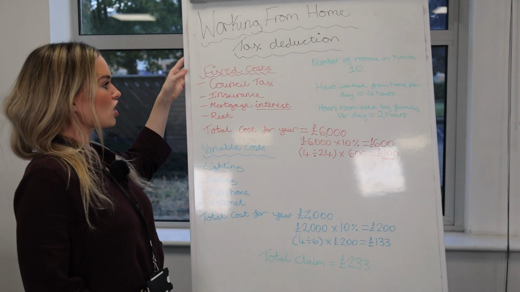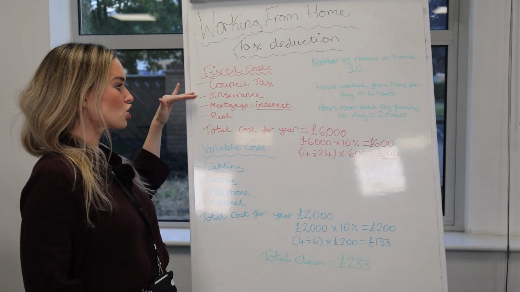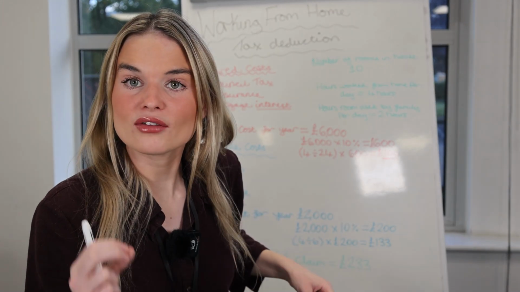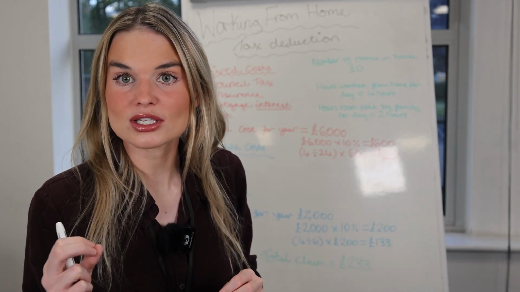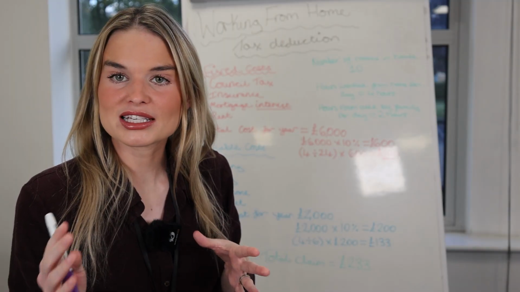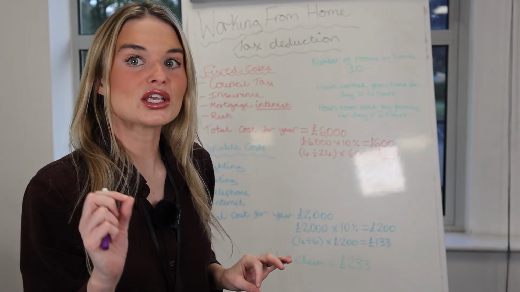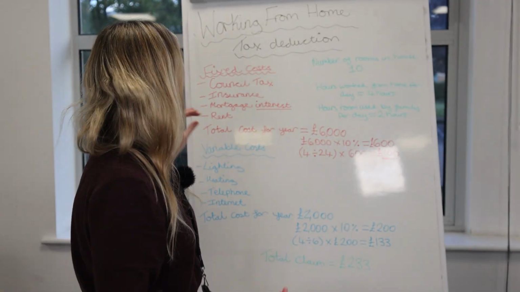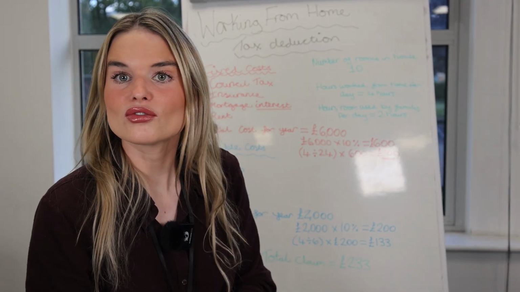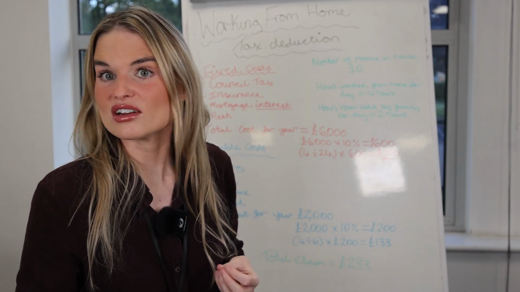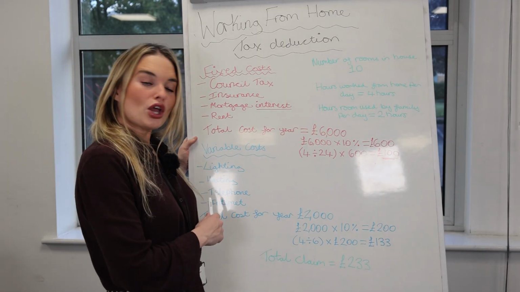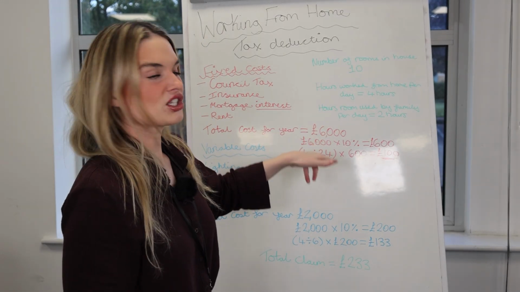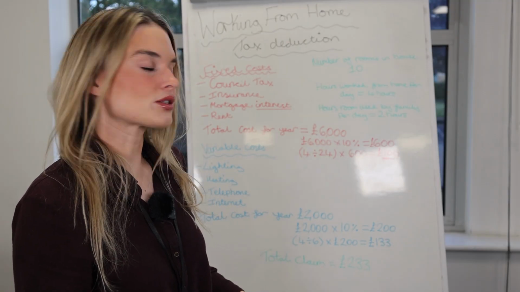First up, we've got fixed costs. So within our fixed costs, we're going to have things like council tax, insurance, mortgage interest. That isn't the full amount of your mortgage, it is only the interest percentage. Hopefully that will be split out on your mortgage statements for you, so make sure you're not taking the full amount. If you're renting, you can have your rental costs. Now you can have your full amount of rental because obviously there is no capital element in rental costs. We want to get your total fixed costs for the year. So in this example, I'm saying that my total fixed cost for the year is £6,000.